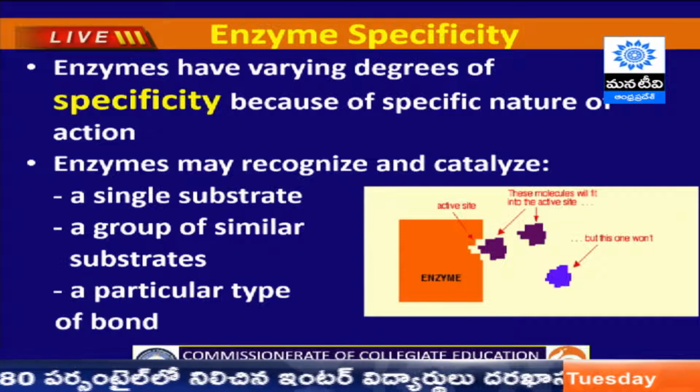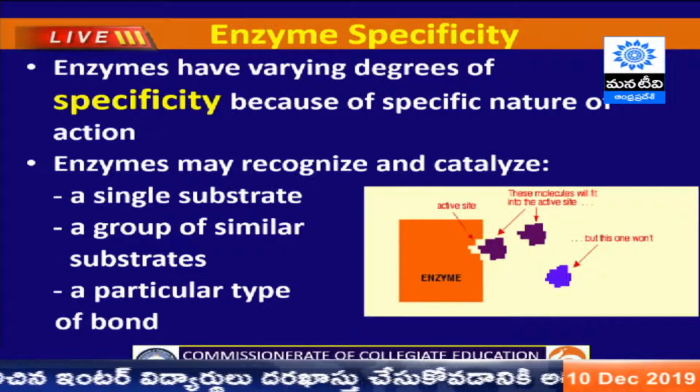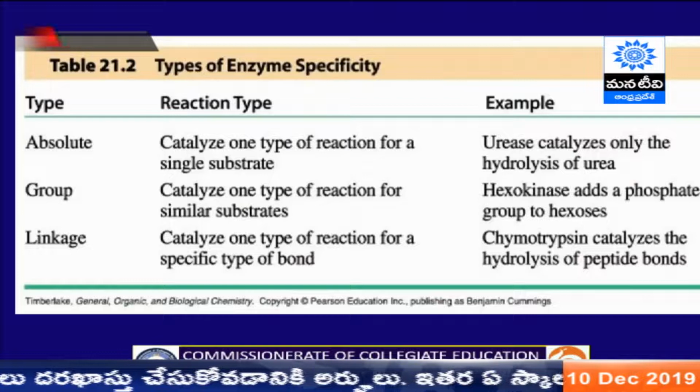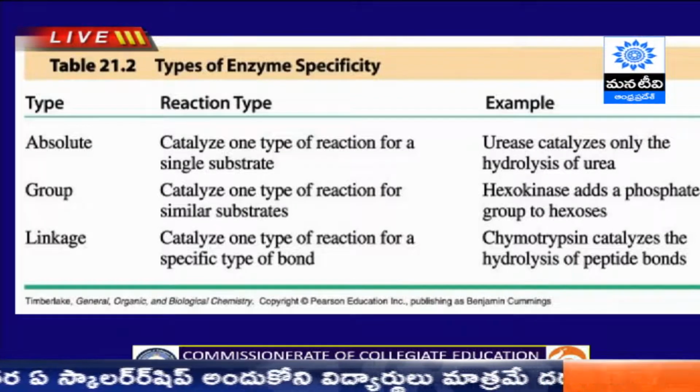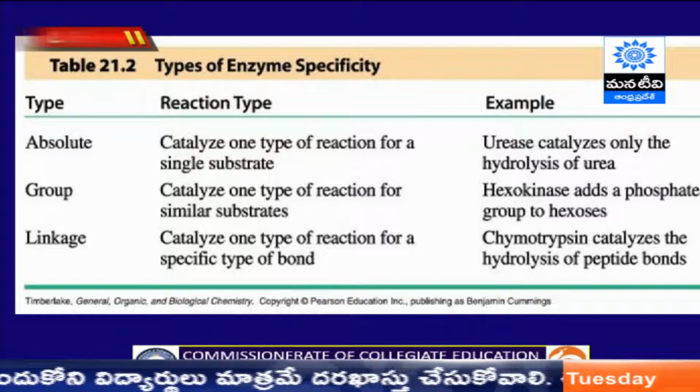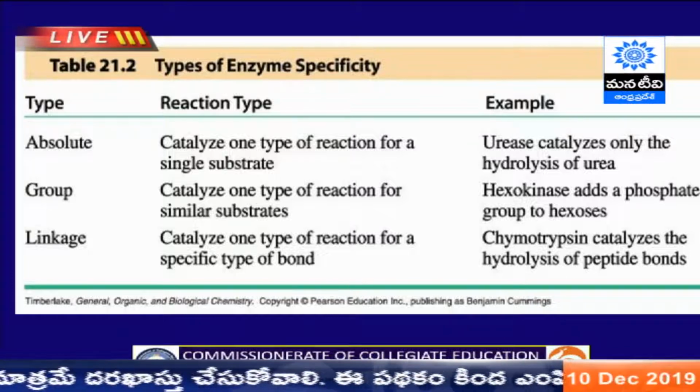They also act on a particular type of bond. That means optical isomers and geometrical isomers. So, based on the enzyme specificity, the enzymes are recognized as 4 types.